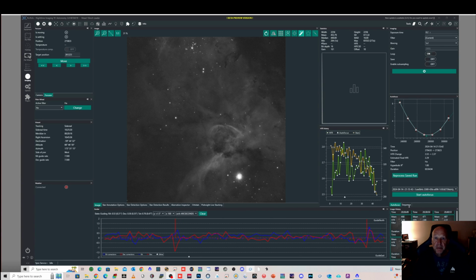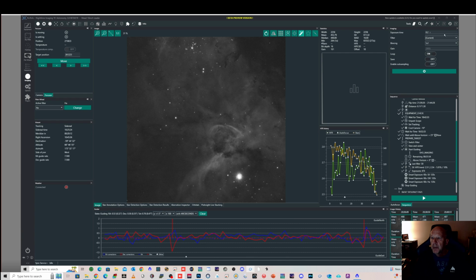Okay, the autofocus run is complete. So I'm just going to go up here and run some really quick exposures just to have a look and see what that star looks like. The star being Eta Carinae. 1 second and see what happens.